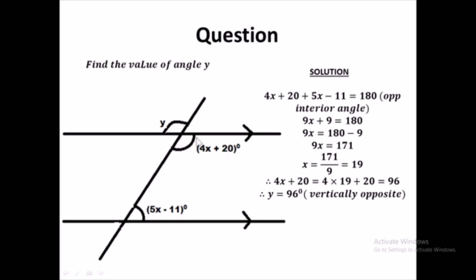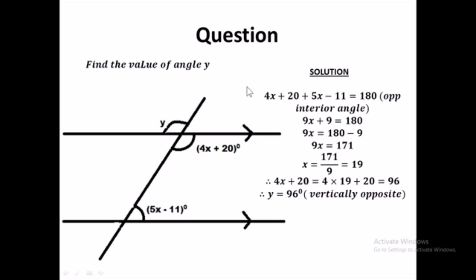I already told you that when it comes to questions on parallel geometry, you have to first of all identify the two parallel lines involved in the question. In this case, if you look at it, you can see that this first line here is parallel to this second line, because of the arrow on each of them, which means they are parallel.